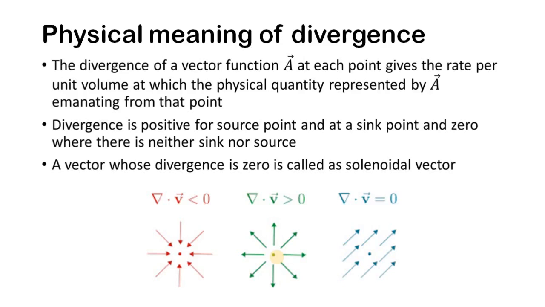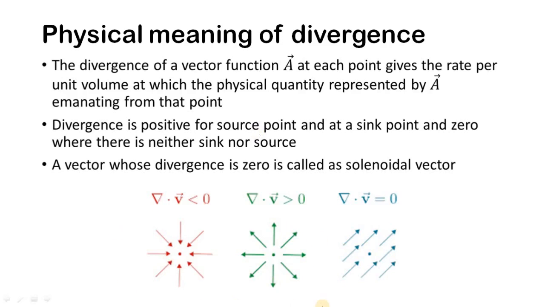The divergence of a vector field can also be viewed as simply the limit of the field source strength per unit volume. It is positive at the source point in the field and divergence is negative at a sink point, or divergence is zero where there is neither sink nor source.